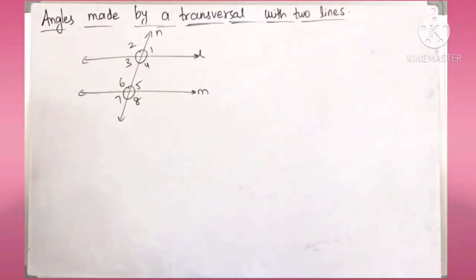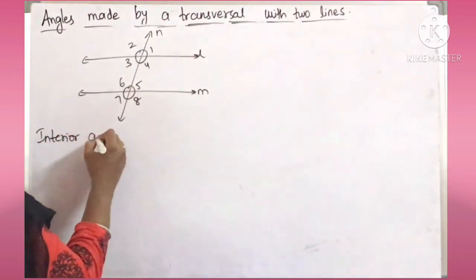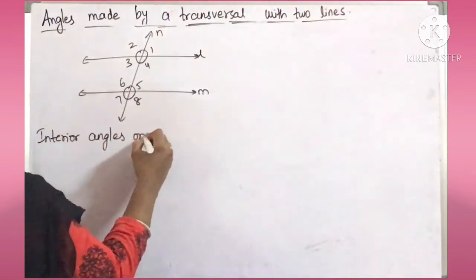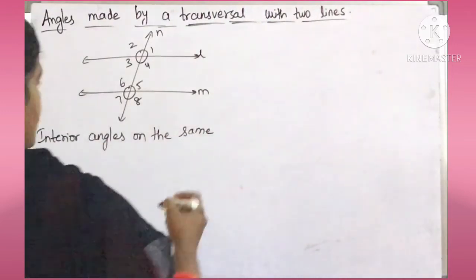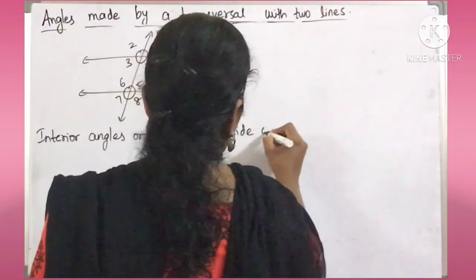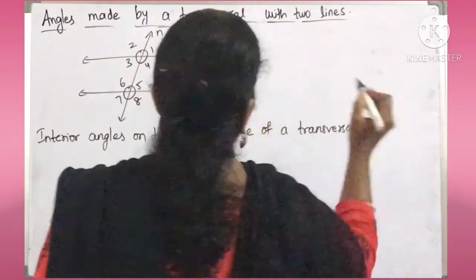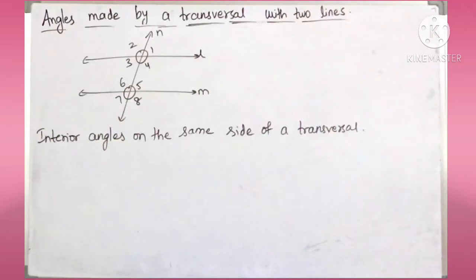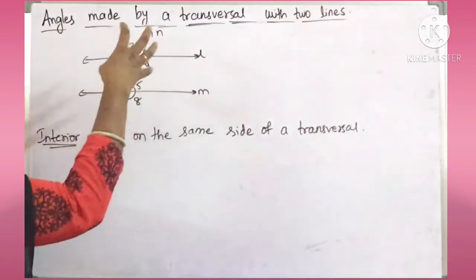Next. Coming to the next one, interior angles on the same side of a transversal. If you see, interior means inside only, and they should be on the same side, means either the left side or the right side. So if you see in this, we have 3, 4, 5, 6 as the interior angles.